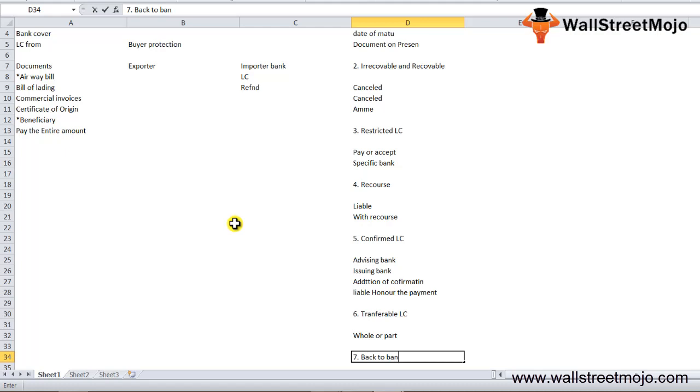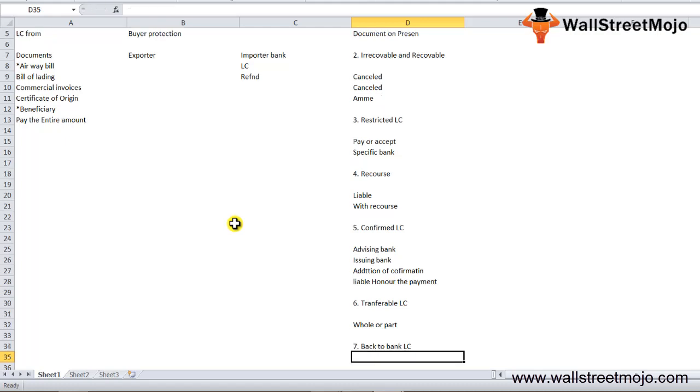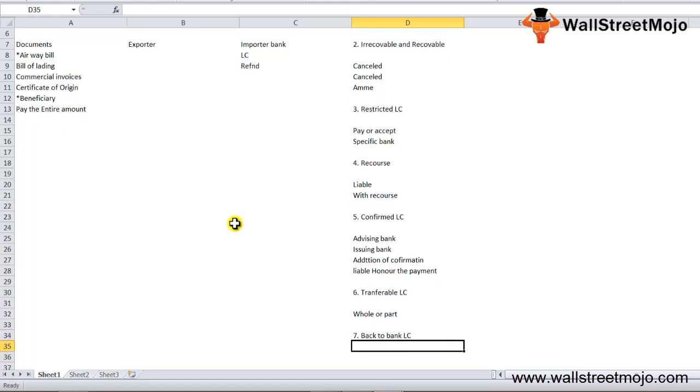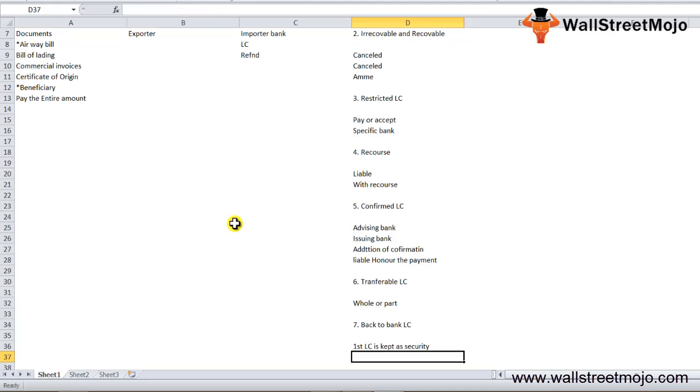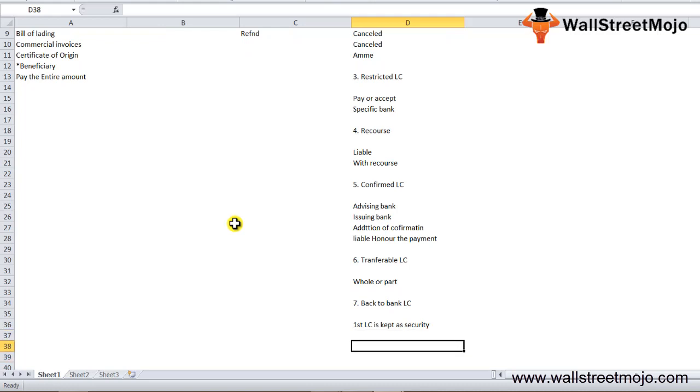The next is called back-to-back LC. In this type of letter of credit, a second LC is opened by the beneficiary in the name of the second beneficiary, wherein the first LC is kept as security for the second one. So this type of letter of credit is generally opened for suppliers.